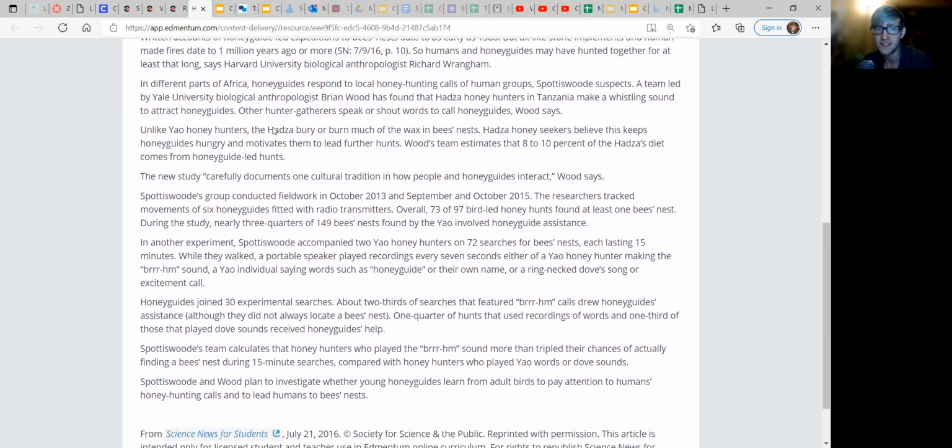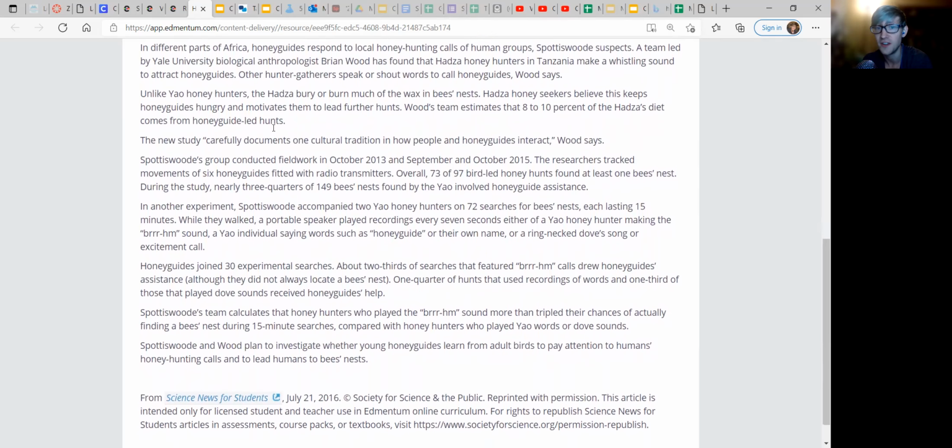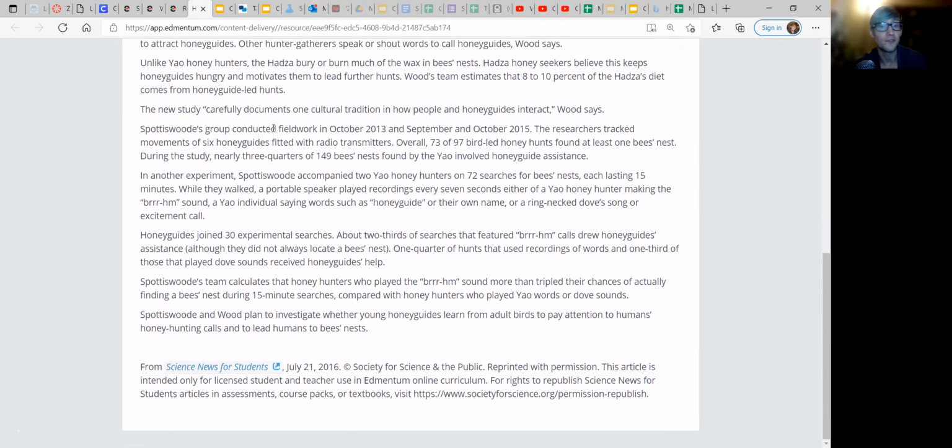Unlike Yao honey hunters, the Hadza bury or burn much of the wax in bees' nests. These honey seekers believe this keeps honeyguides hungry and motivates them to lead further hunts. Wood's team estimates that 8 to 10 percent of the Hadza's diet comes from honeyguide-led hunts. The new study carefully documents one cultural tradition in how people and honeyguides interact, Wood says.